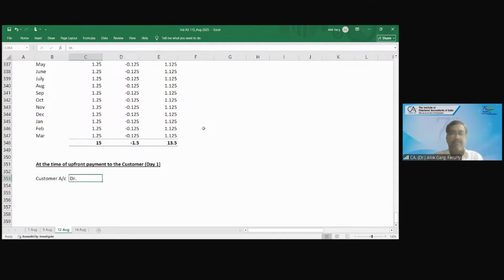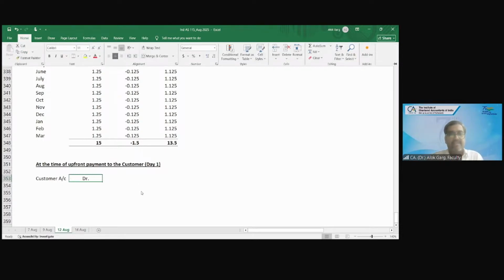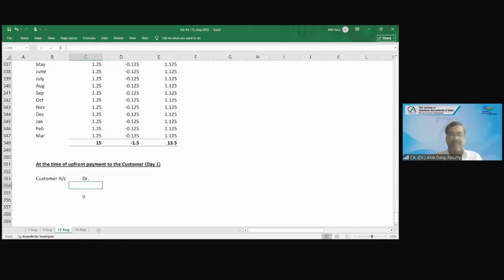Right. One of the students was telling me, sir, can I write sundry debtors? Another one was asking, sir, can I write debtors? The third one was asking, sir, can I write advance to customer? Whatever you want to write, please write. Okay, so customer account debit to bank account. The institute never cuts marks on the names, at least on the names.